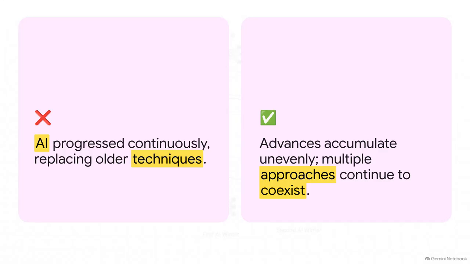And that brings us to a massive misconception we need to clear up right now. People constantly think AI progressed continuously, and that modern generative techniques just came in and completely replaced everything that came before them. That is totally false. The much more accurate view is that AI advances accumulate unevenly. Today, symbolic rules, statistical learning, neural networks, and hybrid approaches all operate side by side. The old tech didn't die, it just became part of a much larger combined toolbox.